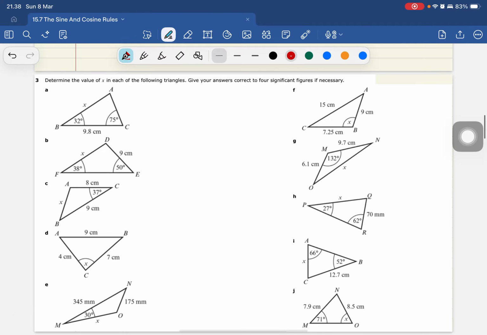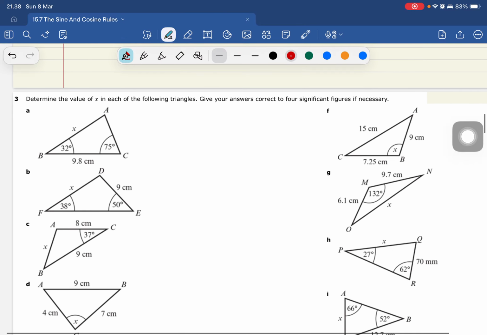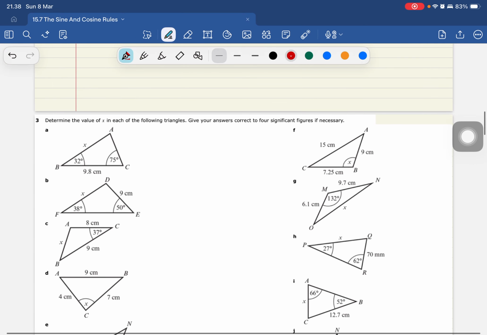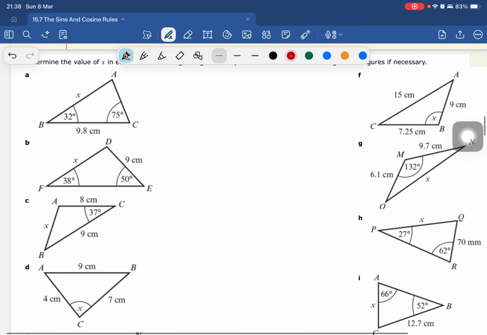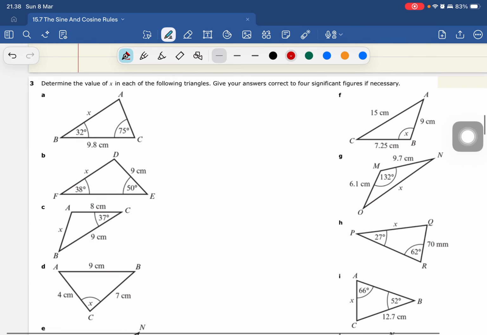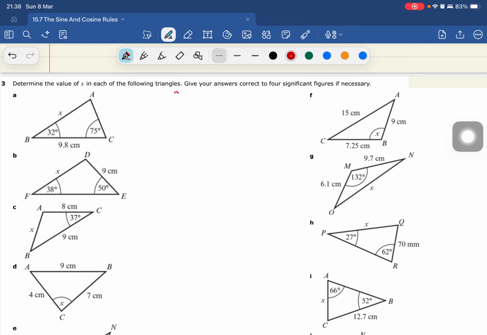Okay, determine the value of x in each of the following triangles. This is just some tips: if we have two angles, we are going to use the sine rule. However, if we have two sides, we are going to use the cosine rule.